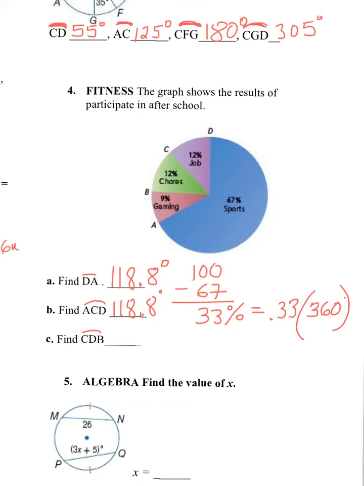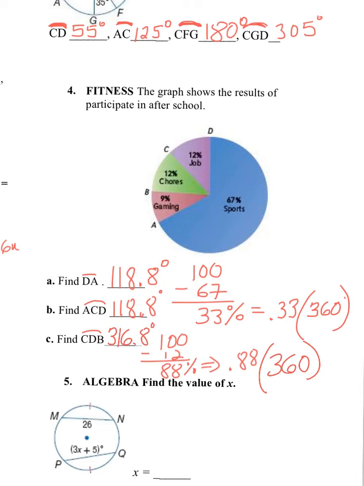Now, arc CDB. Just travel around the circle on the circumference, okay? So I'm going to start at C, then pass through D, and go all the way around. There you go. Stop here. So CDB, it's everything except for the green section, this sector right here. So this is 12%. Well, it's 100 minus 12%, that is 88%. You have to change it into decimal, so it's 0.88. So it's 0.88 of 360 degrees. When you multiply that, you're going to have 316.8 degrees.